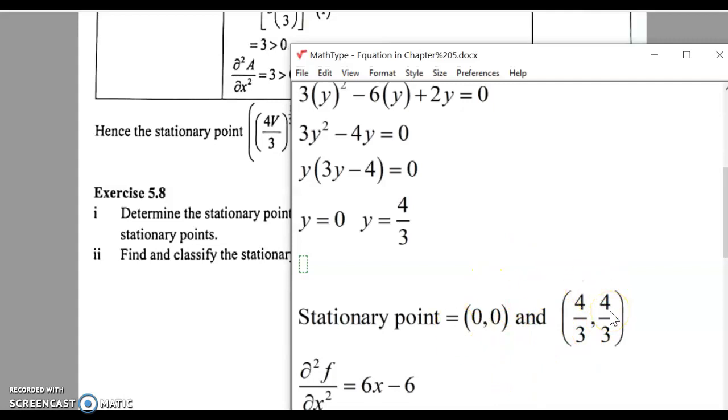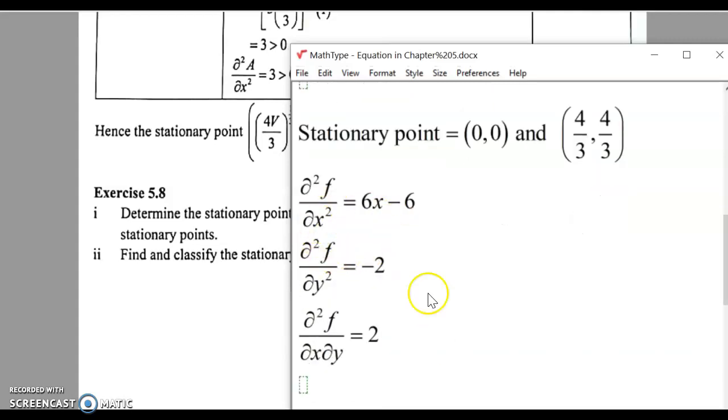Okay. Now let's determine what are the natures for both of these stationary points. Okay. To determine the nature, we are going to use Hessian function, and to use Hessian function, we need to proceed in finding all of the second partial derivatives. Okay, so this is what I get, the functions for the second partial derivatives, x, y, and mix. Now let's test it with both of these points.